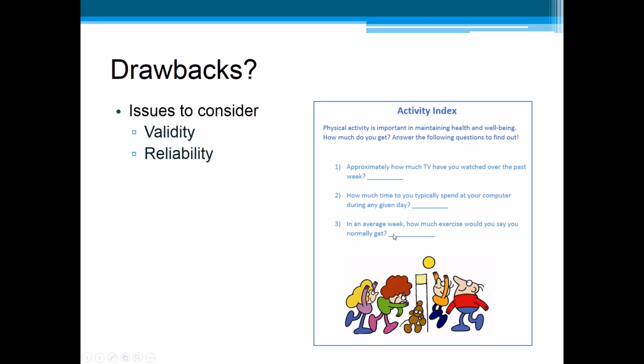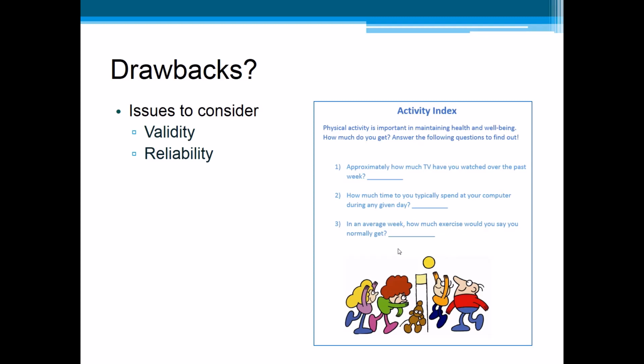So take a look at the questions here that come out of something called an activity index, where we have questions like, approximately how much TV have you watched over the past week? How much time do you typically spend at your computer during any given day? In an average week, how much exercise would you say you normally get? If you look at that and say, well, what are we classing as exercise? Is it anything that raises our heartbeat? Is it walking to the TV or walking to the fridge and back to the couch? Is it sport? Is it running around for at least an hour?